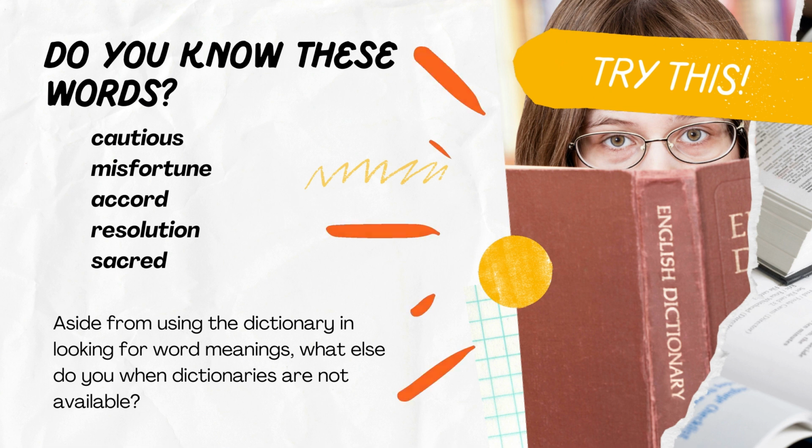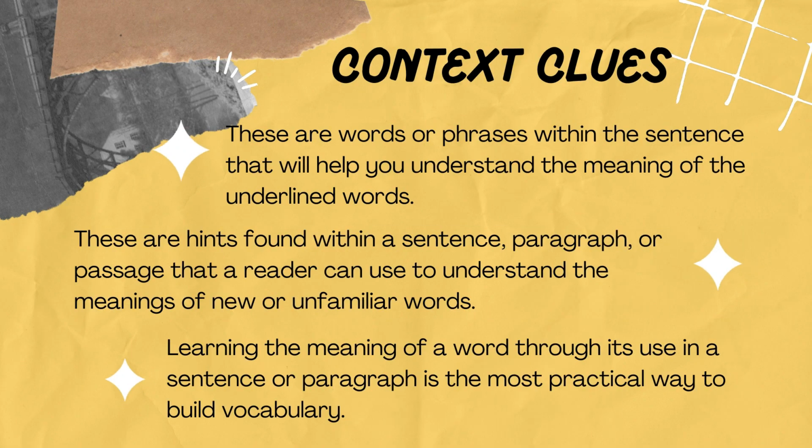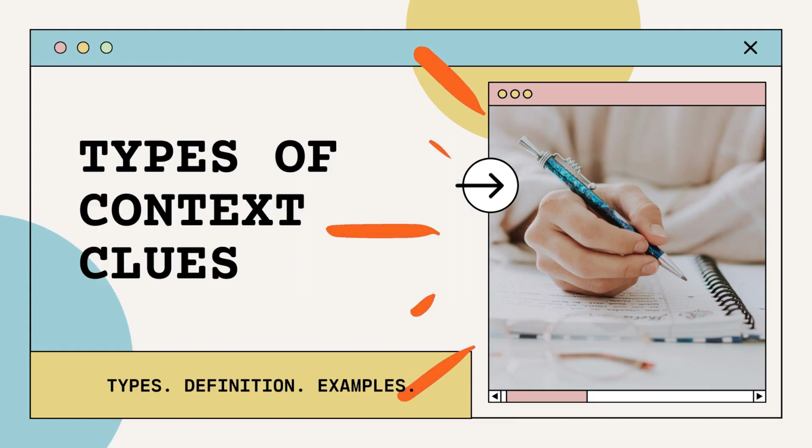Now, the question is, aside from using dictionary and looking for word meanings, what else do you use when dictionaries are not available? That's your answer. You may have answered context clues. These are words or phrases within the sentence that will help you understand the meaning of the underlined words. These are hints that we can find within a sentence, a paragraph. We can find these words in the surrounding sentences. Learning the meaning of a word through its use in a sentence or paragraphs is the most practical way for us to build vocabulary. There are different types of context clues, which we will learn for today.